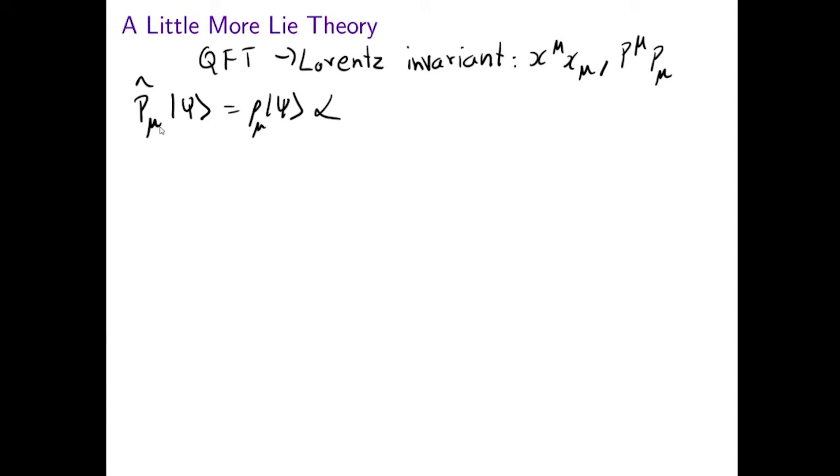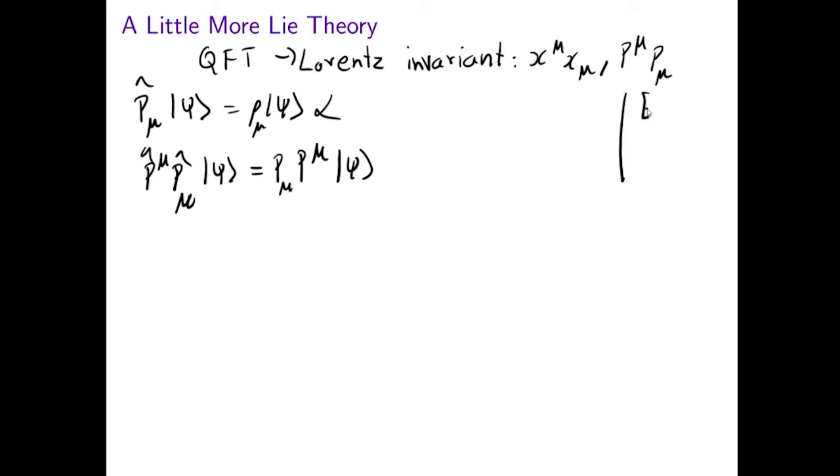Now, if I want to construct something Lorentz invariant from an operator, I will just apply it twice, and this will result in something like this. And if your particle is at rest, we know that the first component of p mu is E, and the rest would just be zeros, and this would just correspond to the energy of the particle.